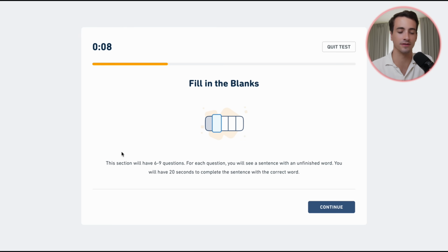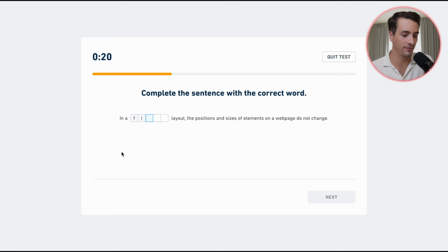Once you answer all the read and select questions, then you will move on to the fill in the blanks questions. You'll be given a sentence. One word in the sentence will be missing letters. You have to fill in those missing letters. So you should always read the whole sentence. So in a blank, lay out the positions and sizes of elements on a web page. Do not change. So this is going to be fixed.